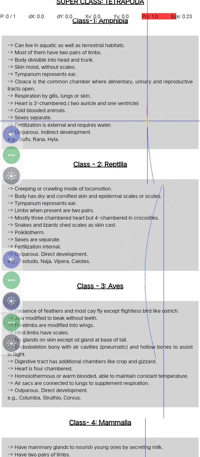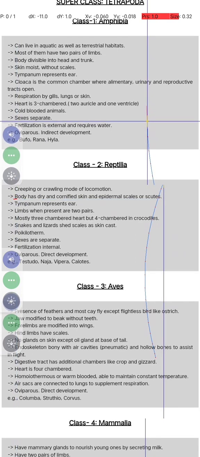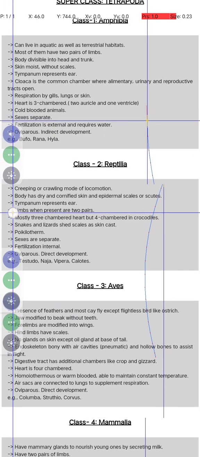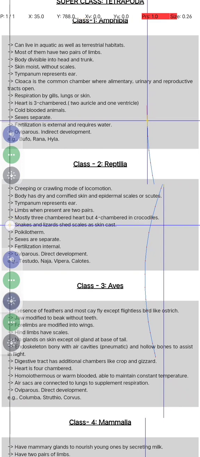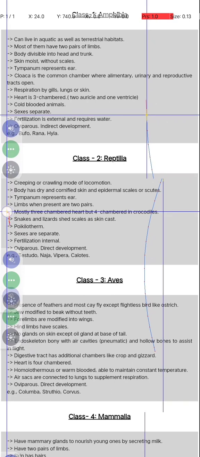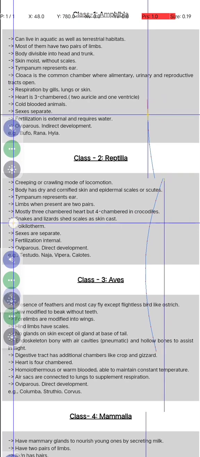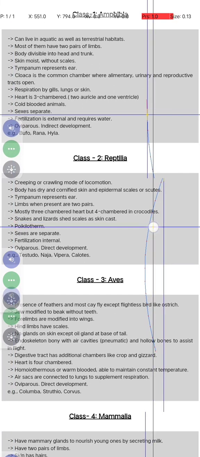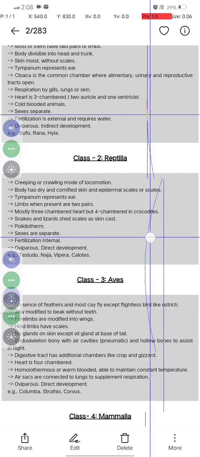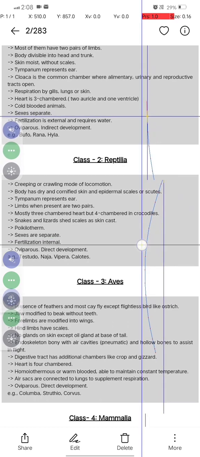Class 2, Reptilia: creeping or crawling mode of locomotion, and the body has dry and cornified skin, and the epidermal scales and the scutes. Tympanum represents ear, and limbs when present are two pair. Mostly three chambered heart, and four chambered in the crocodile. Snakes and lizards shed scale in skin cast. Poikilothermous, and sexes are separated and fertilization internal.